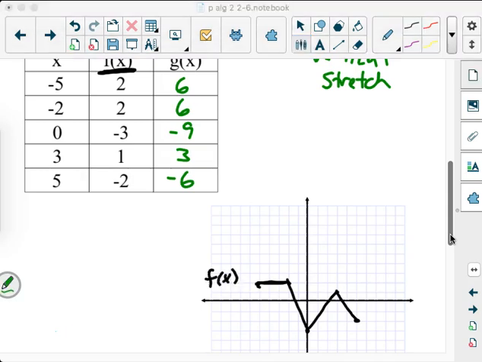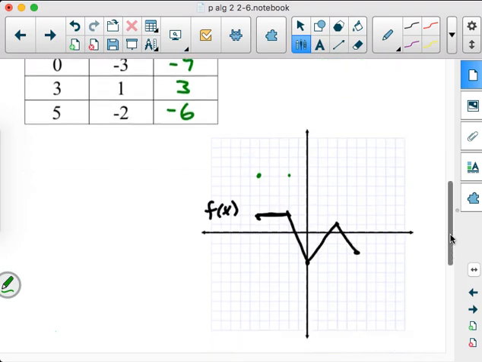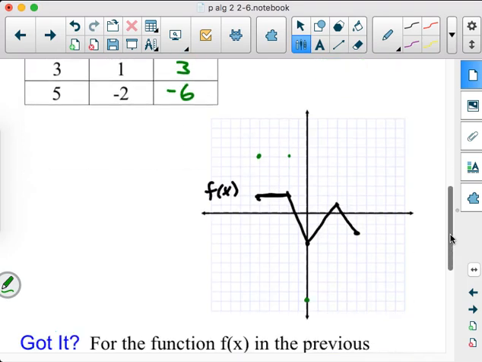Now I already started on the other graph, which was called g of x, with green. So I'm going to use green for this one. Now I have to go all the way back to the original x's. So I'm going to have to graph (-5, 6), counting 1, 2, 3, 4, 5, 6, then (-2, 6), (0, -9), (3, 3), and (5, -6).